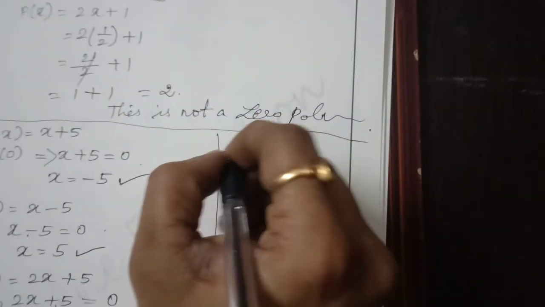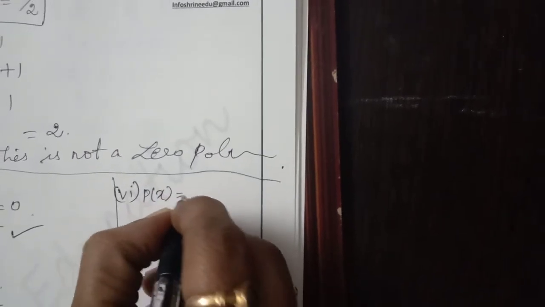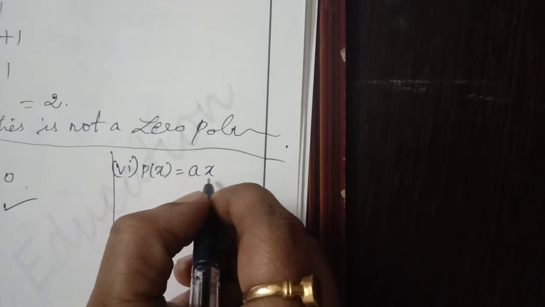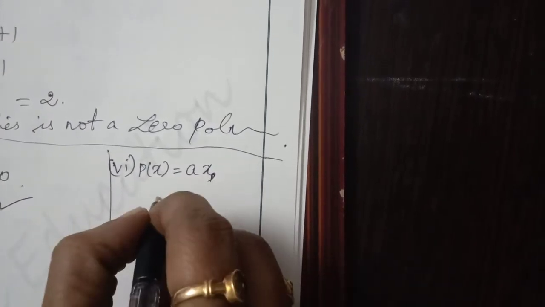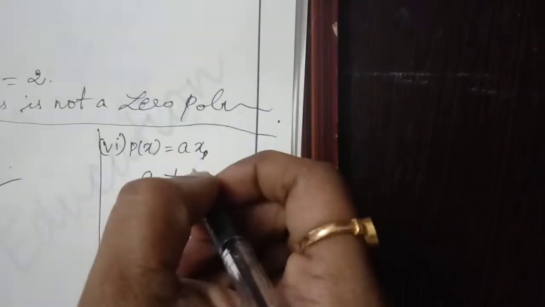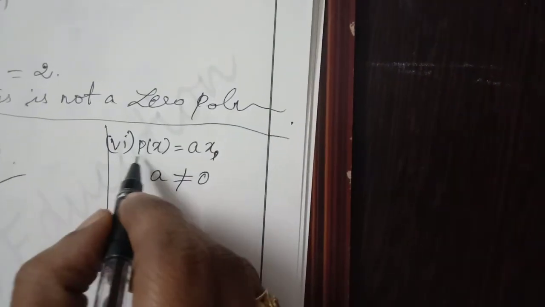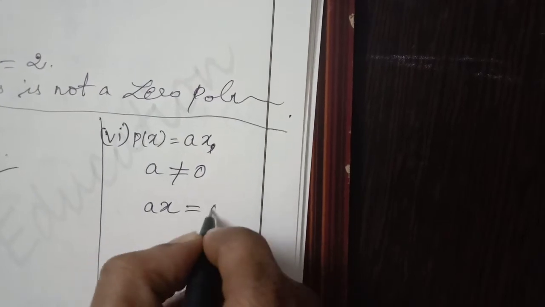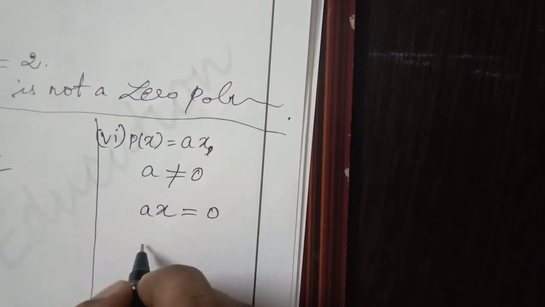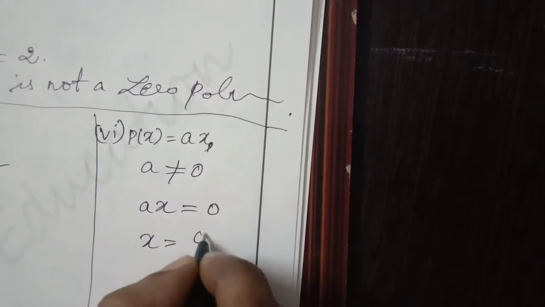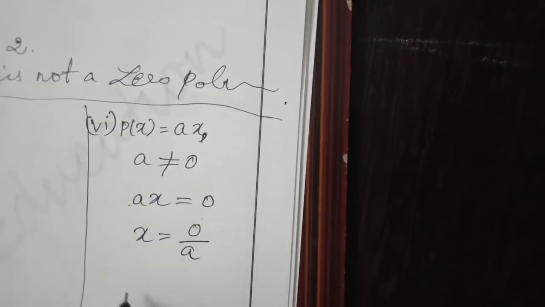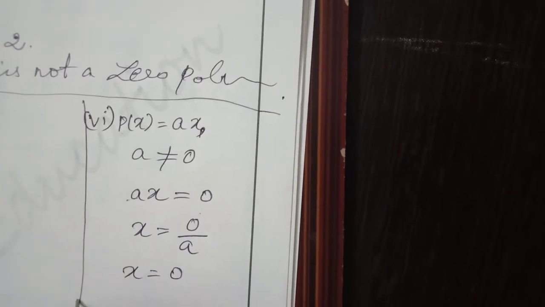The sixth one. P of x is equal to ax. But what they have written is, a is not equal to 0. Alright, the equation is P of x is equal to ax. So ax is equal to 0. So x is equal to 0 by a, as a goes to the denominator. So x is equal to 0.